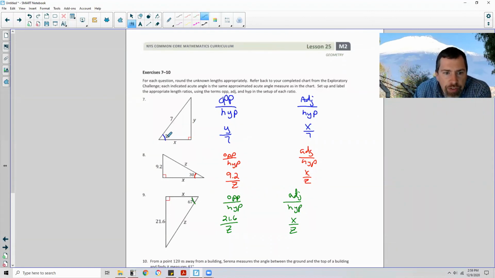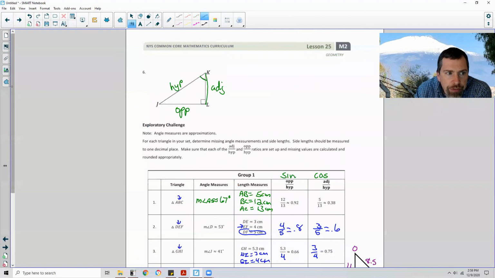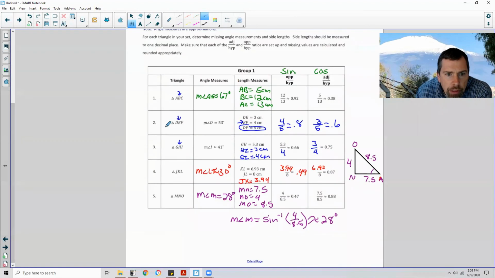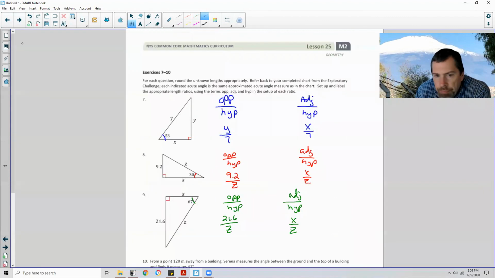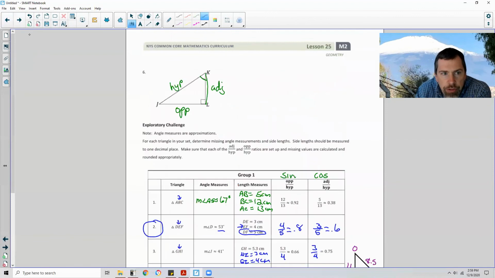And if I look at this 53-degree angle, this has the sides of 7, y, and x. So if I go back to my chart, the 53-degree angle is number 2. So we have 0.8, we have 0.6. And what are we trying to fill in here?